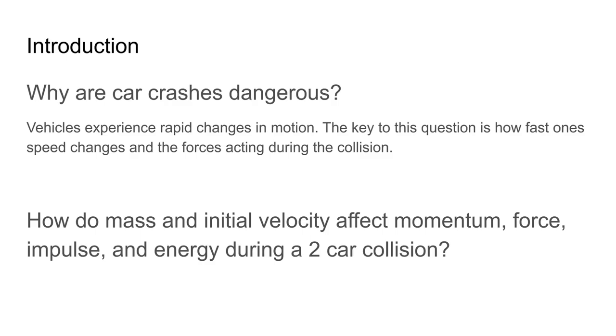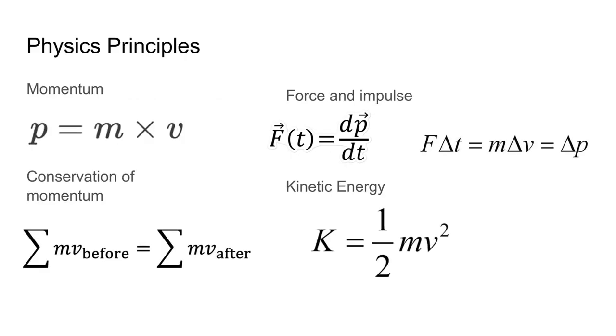a two-car collision. In terms of some physics principles, we have momentum, which is mass times velocity. Each car has its own momentum, and the total system momentum is the sum of both momentums. We have the conservation of momentum, which states that in an isolated system, the total momentum before the collision equals the total momentum after the collision.